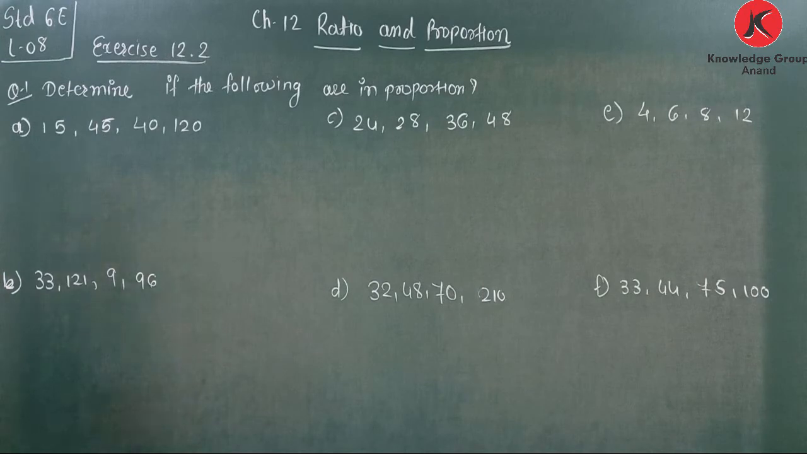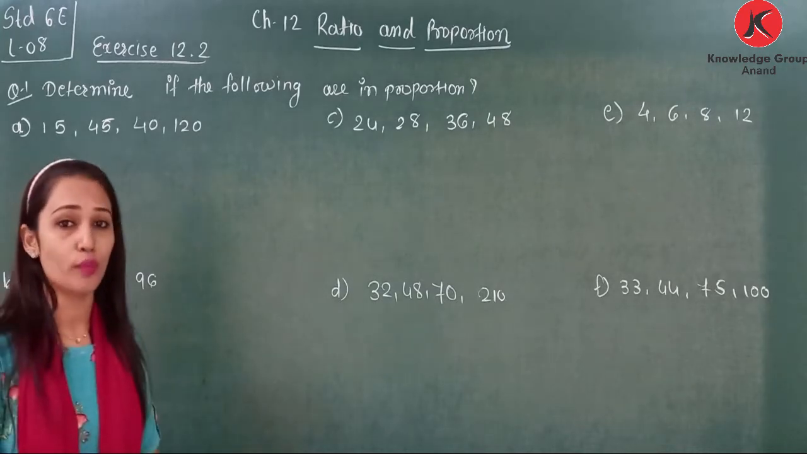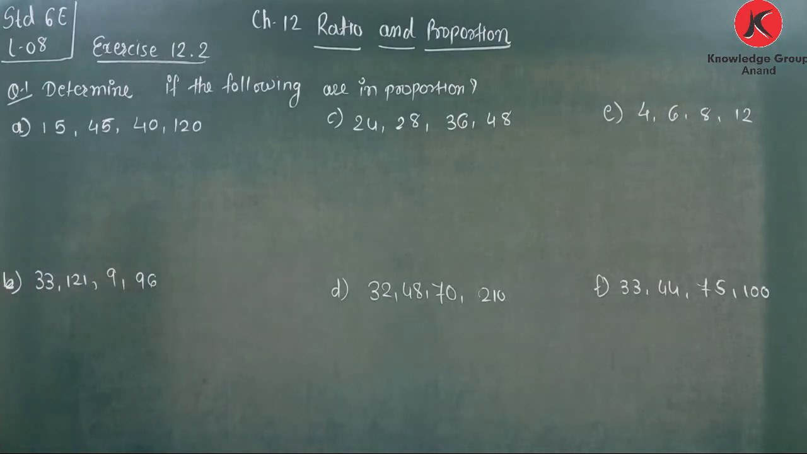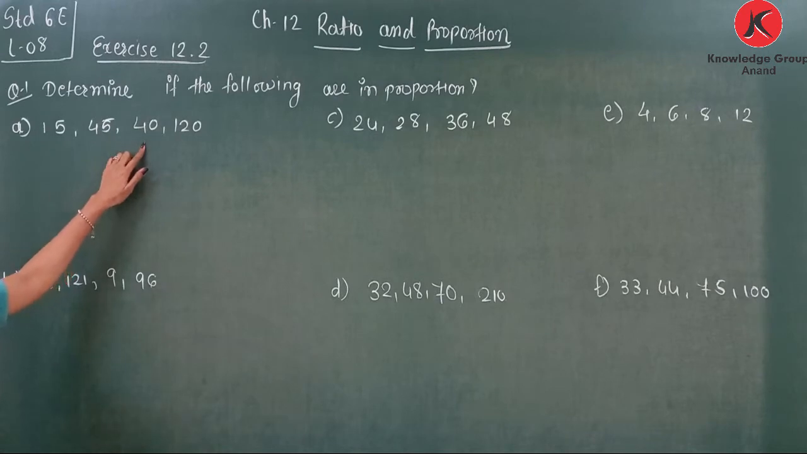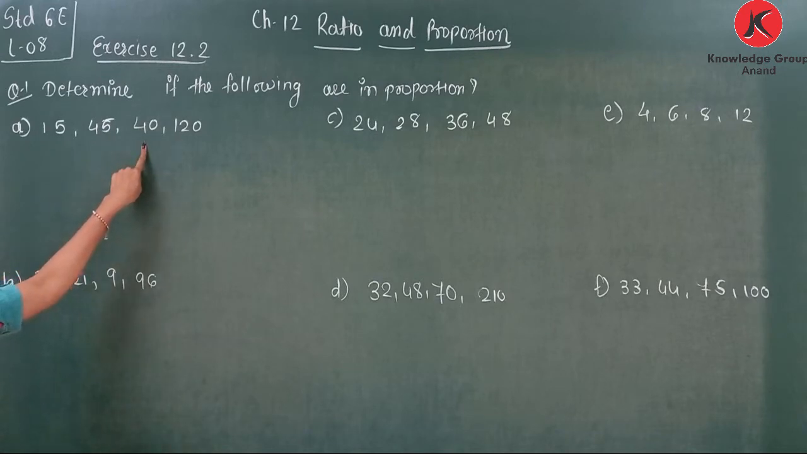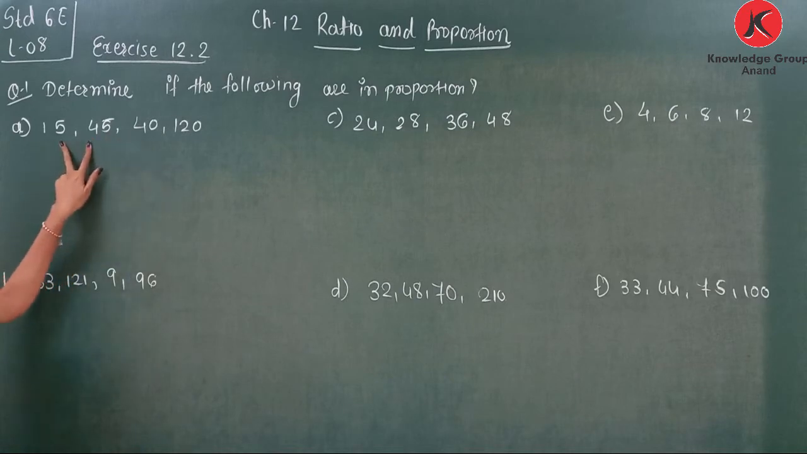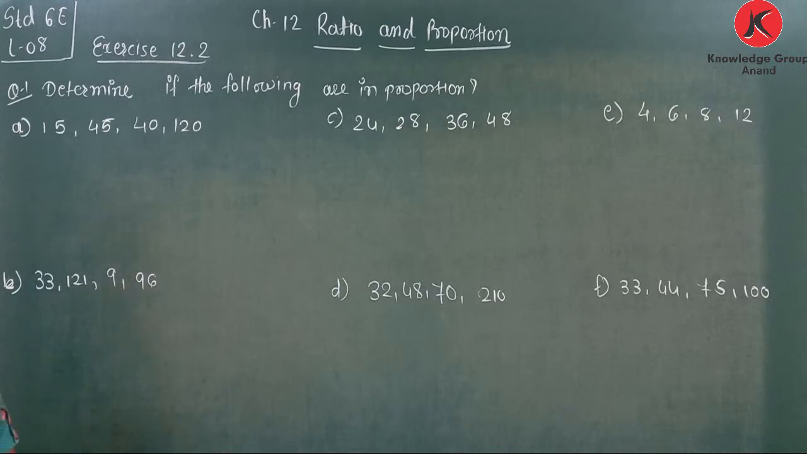So here let's start with question number 1. Determine if the following are in a proportion or not. First question: 15, 45, 40 and 120. Previously we solved examples using two methods. You can apply any method. In one, you multiply the extreme terms and multiply the middle terms. If you multiply 15 with 120 and 45 with 40, and the answer is the same, then they are in a proportion. Or the second method is to take the ratio of the first two and the ratio of the last two. If the ratios are the same, then they are in proportion.